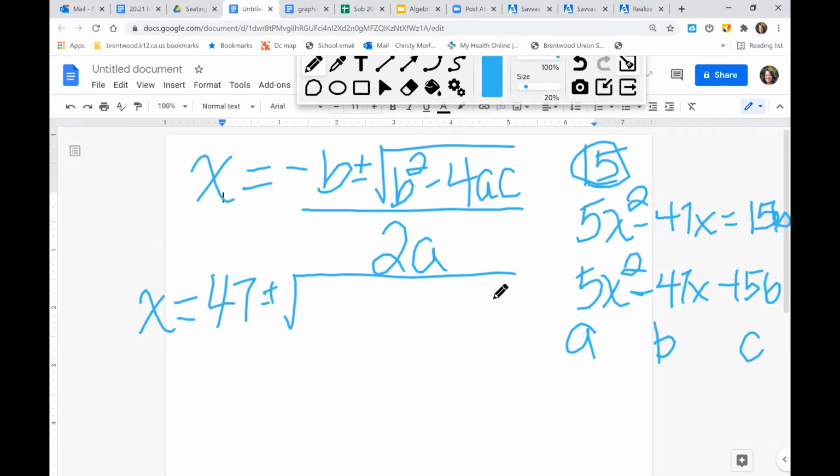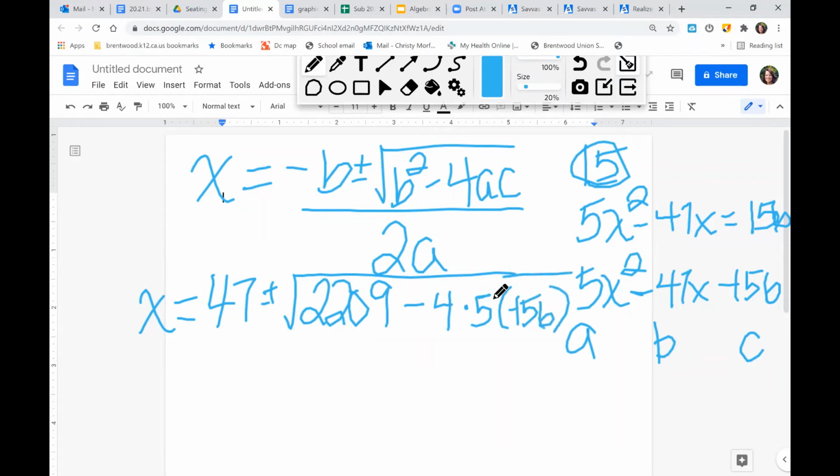Let me get my calculator open. Negative 47 times negative 47. I'm not going to bother with the negatives. A negative times a negative is a positive. So 47 times 47. So that's 2209 minus 4. A is 5 and C is negative 1. I keep not writing that one.